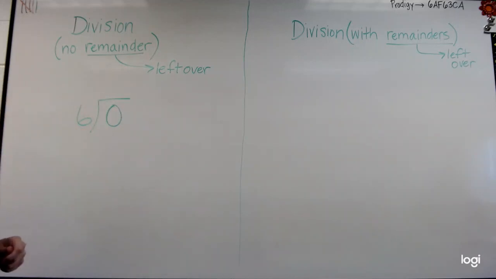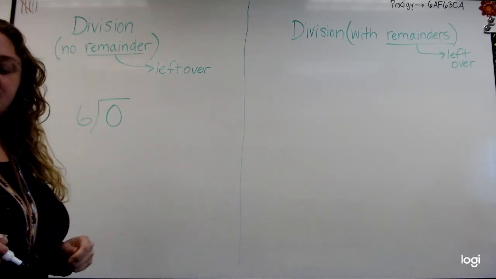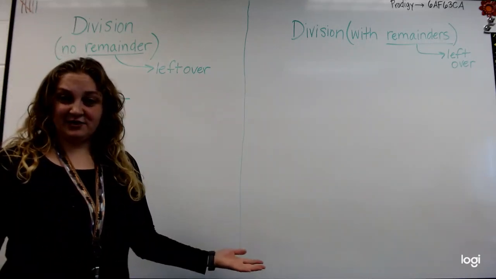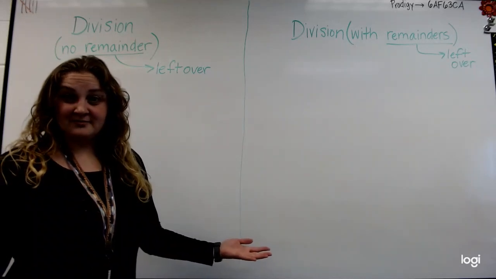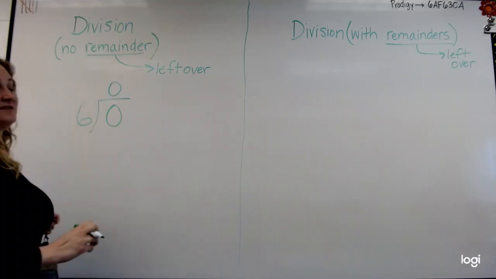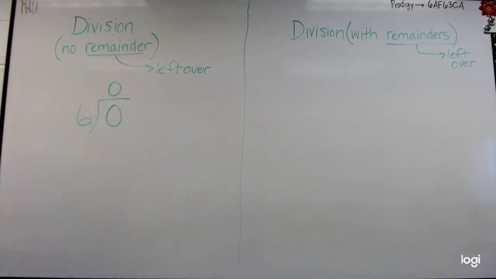0 divided by 6. Well, if I have 0 cats and I split my 0 cats up into 6 groups, how many cats are in each group? 0, right? There are no cats to begin with. So 0 divided by anything is 0. Okay, don't ever forget that fact.